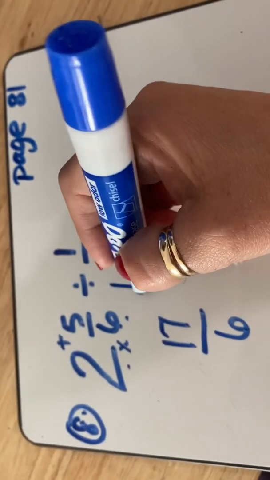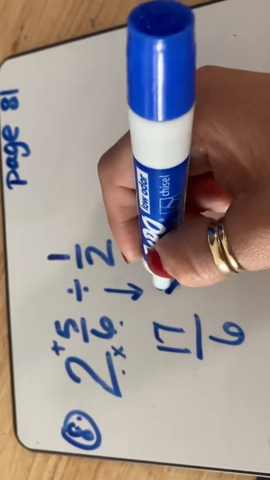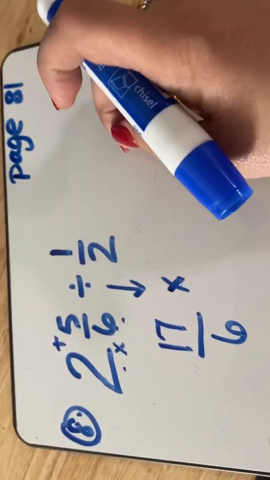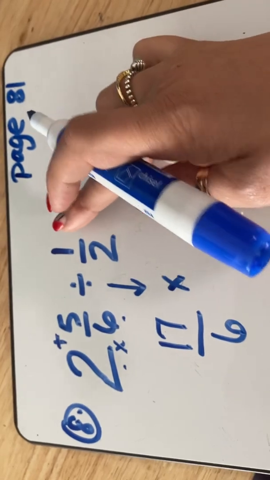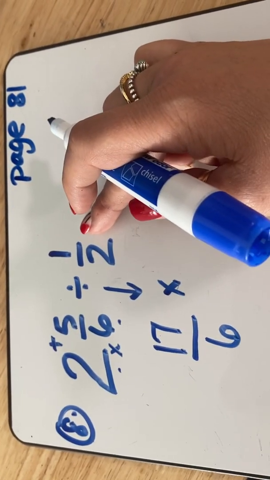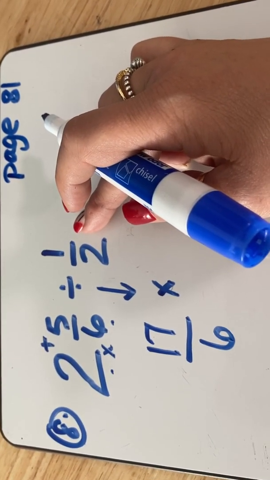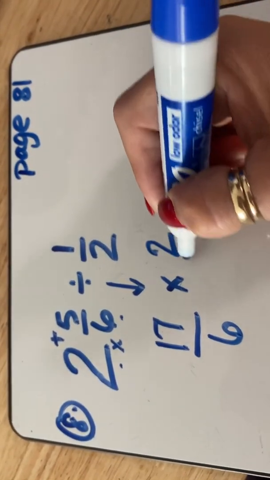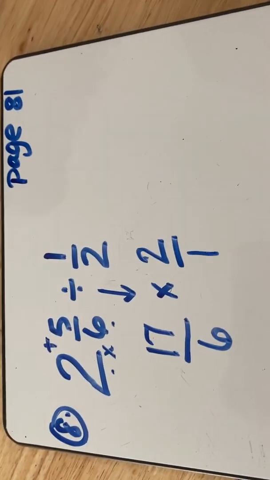We're always going to change division to multiplication. Since we already have a fraction here, we don't have to change any mixed number. We look at the fraction and write its reciprocal, or as I say, flip the fraction. Instead of 1 over 2, we're going to write 2 over 1.